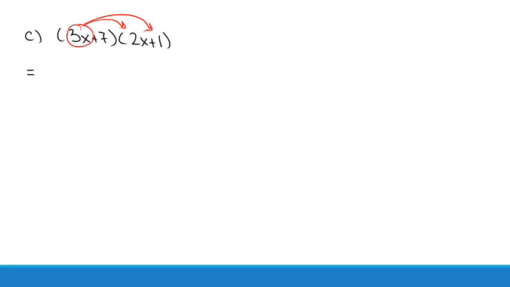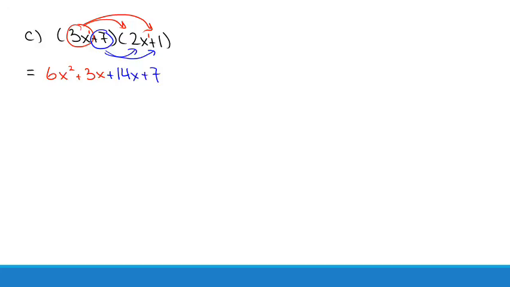So 3x times 2x, 3 times 2 is 6. X times x ends up being x squared because they're both to the first power. Then 3x times a positive 1 will be a positive 3x. Once we're done the first term, move the second term in the front polynomial, distribute it through. 7 times 2x is positive 14x. 7 times a positive 1 is positive 7.